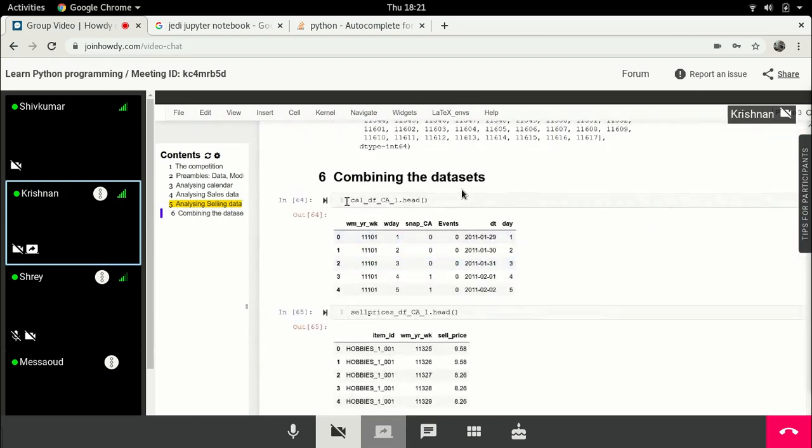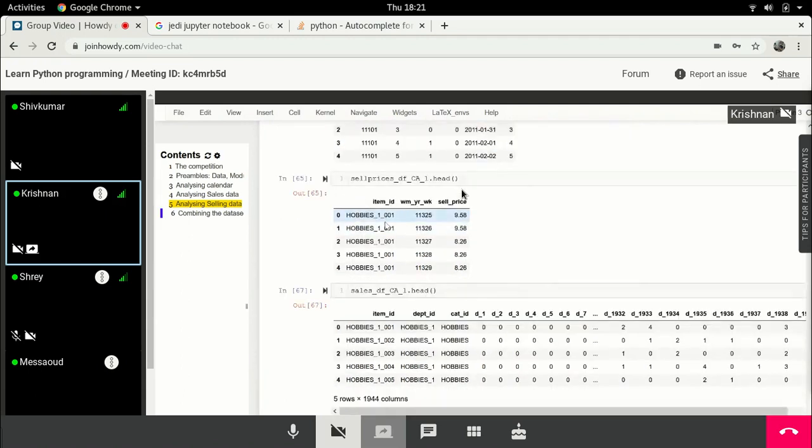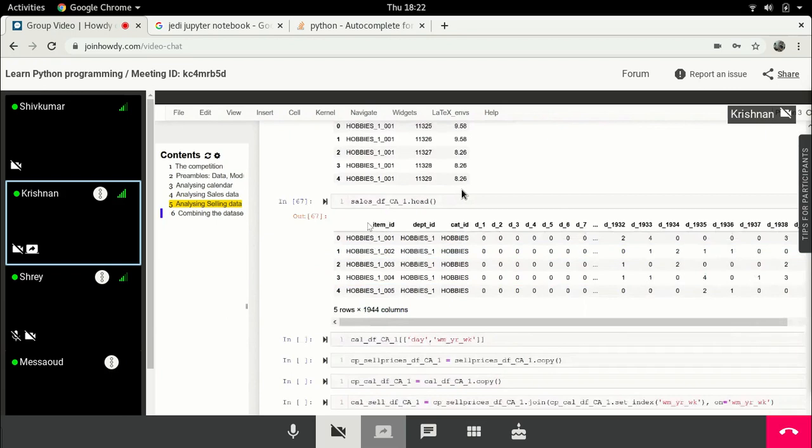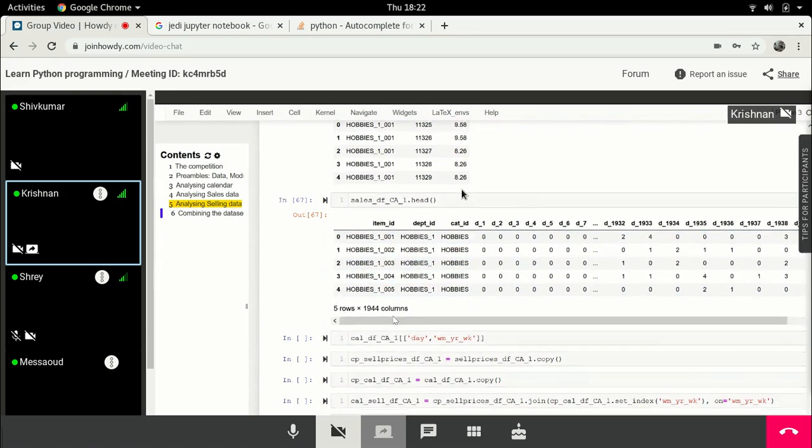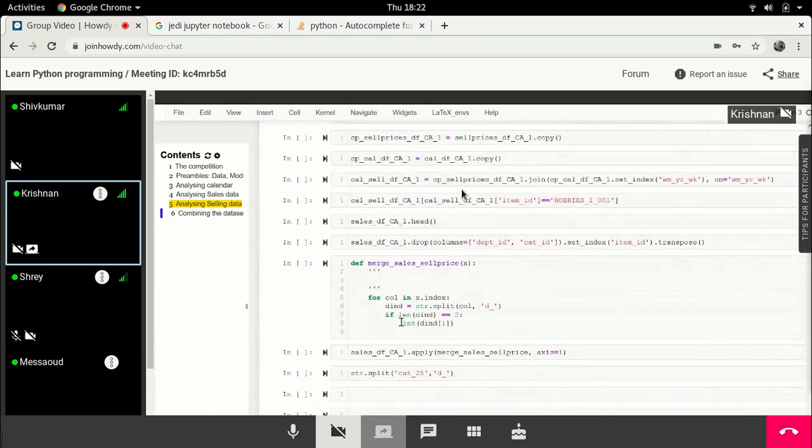So calendar, we have week, W day, snap, events, dates, and day. In the sell prices, we have item ID, week, sell price: for that week, what was the sell price for this item? And then you have the sales data, which has item ID, department ID, and category ID, and then 1944 columns for all these days.